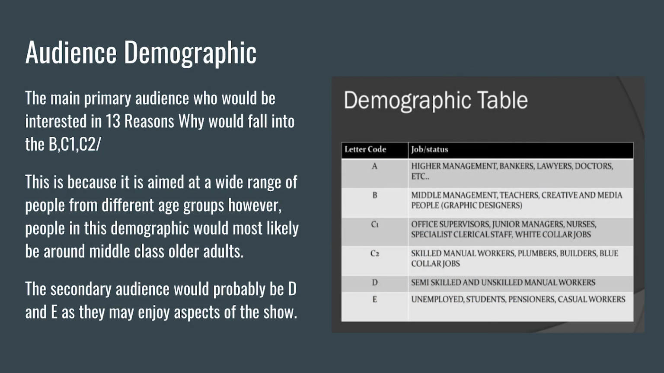The main primary audience who would be interested in 13 Reasons Why would fall into the B, C1, and C2 category, because it's aimed at a wide range of people from different ages. However, people in this demographic would most likely be middle-class older adults due to its content. When it comes to the secondary audience, this would probably be a D and an E, as there are aspects of the show they may enjoy.